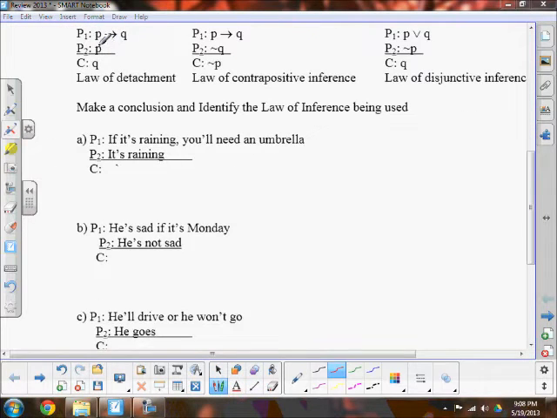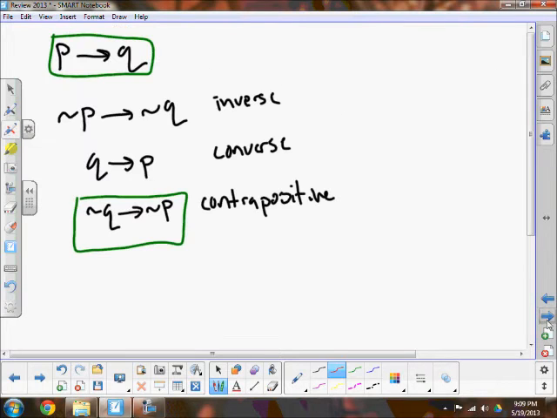Looking now at our laws of inference, how we've used this logic. We have the three main laws: law of detachment, law of contrapositive inference, and law of disjunctive inference. Law of detachment is basically when I'm detaching off that conclusion. If P, then Q follows. Well, I know that if this hypothesis happens, then the conclusion is also happening. I'm kind of detaching it off as the conclusion itself.